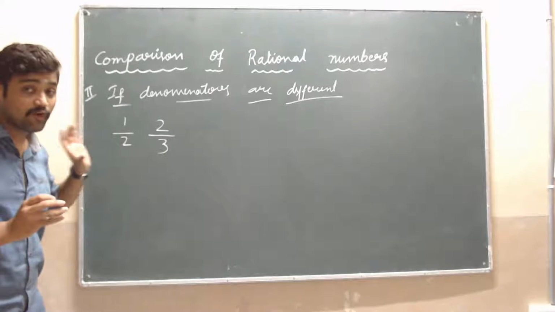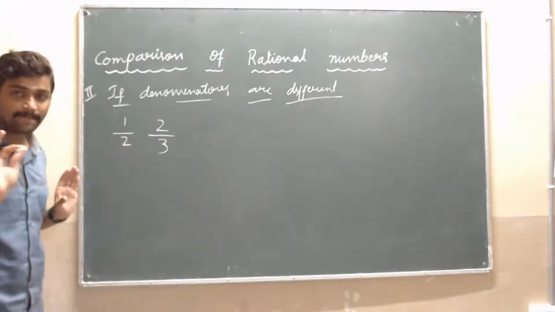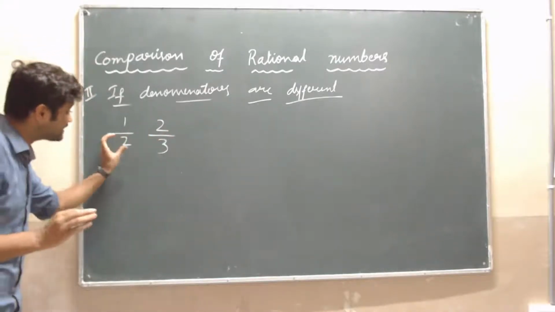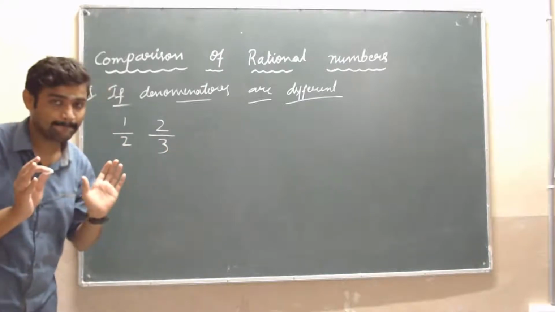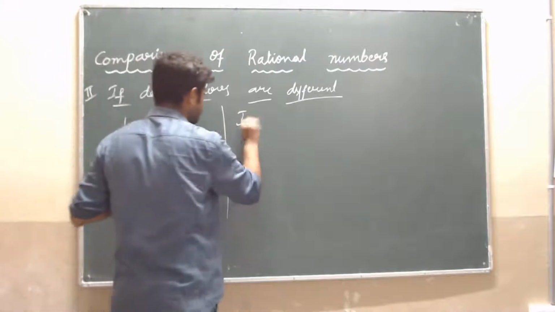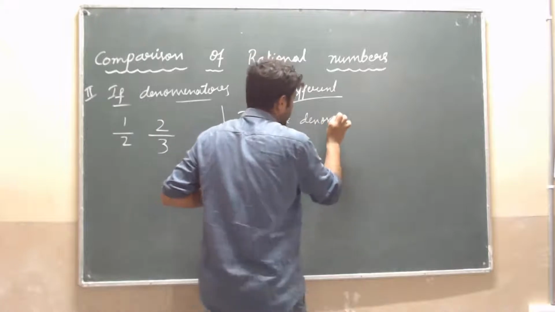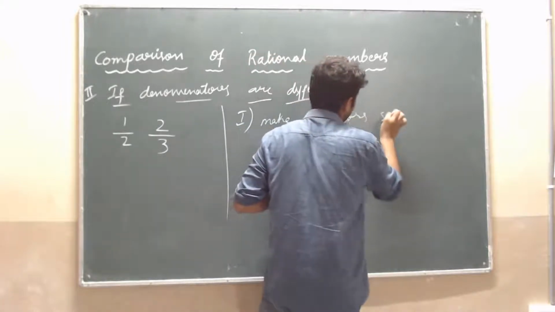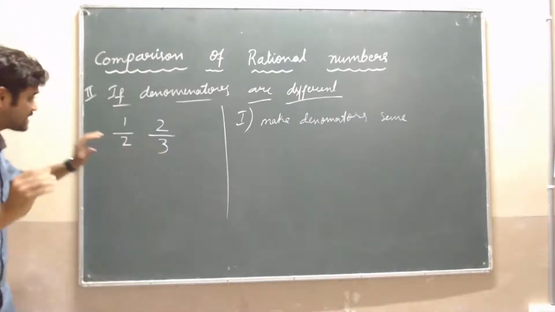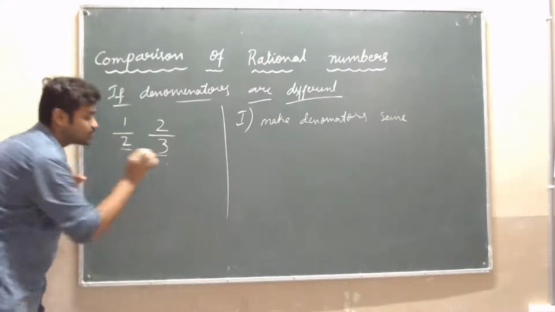Here the first step is that we have to make the denominators the same. Sir, first method, we have to make the denominators the same. Otherwise, we have to find out, first make the denominators the same. Sir, what we have to do is the denominators should be the same.